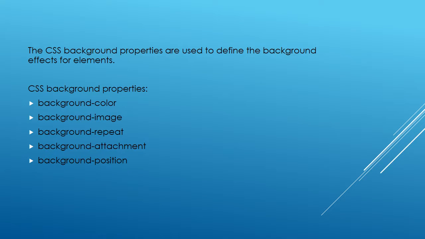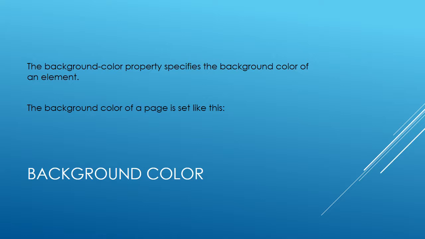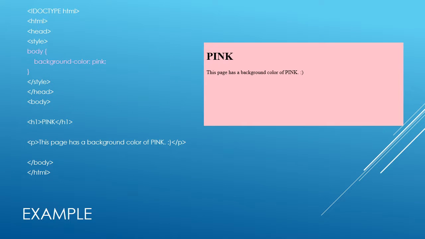CSS background. The CSS background properties are used to define the background effects for elements. CSS background properties: background-color, background-image, background-repeat, background-attachment, background-position. The background-color property specifies the background color of an element. The background color of a page is set like this. Example of pink background color.